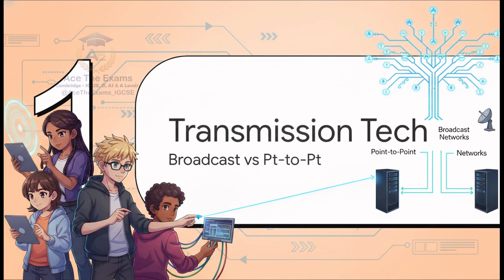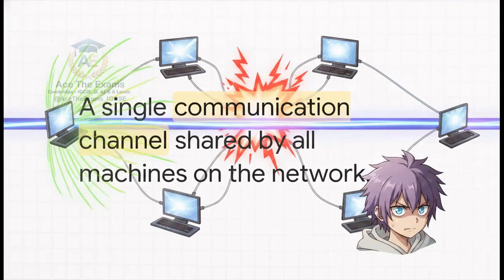We're looking at broadcast networks versus point-to-point. So how does data actually move across those links we just talked about? Well, let's start with broadcast networks. I want you to imagine a super crowded room where one person just shouts a message at the top of their lungs so everyone can hear it. That is essentially a broadcast network. It relies on a single communication channel that is shared by absolutely every single machine on the network. A short message goes out and everyone receives it. The glaring issue here, as you can probably guess, is that when everyone tries to shout at the exact same time, you get severe network congestion and a whole lot of data collisions.